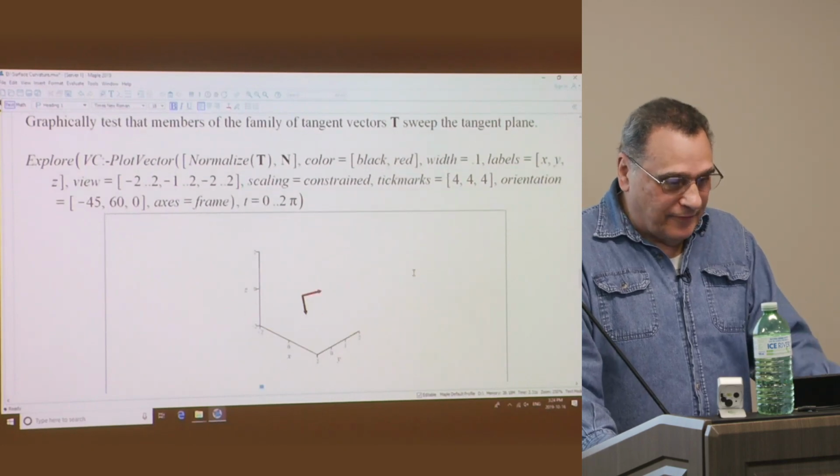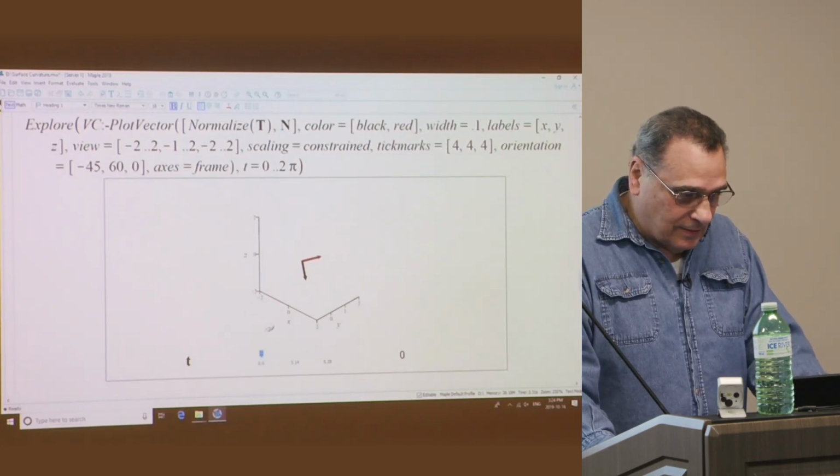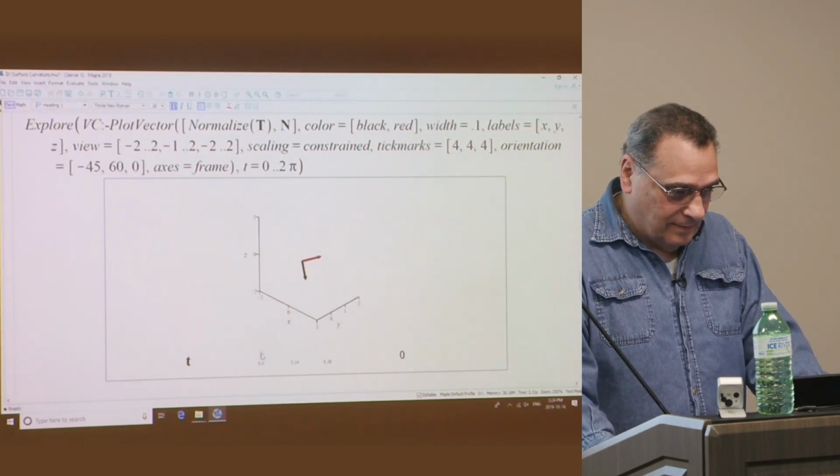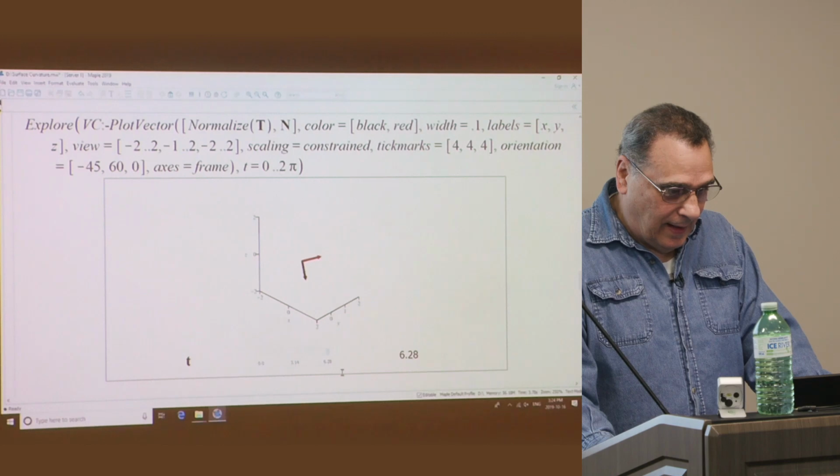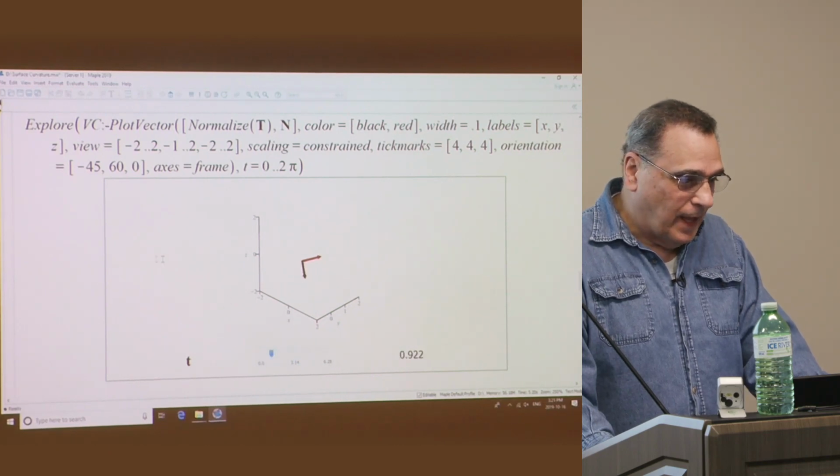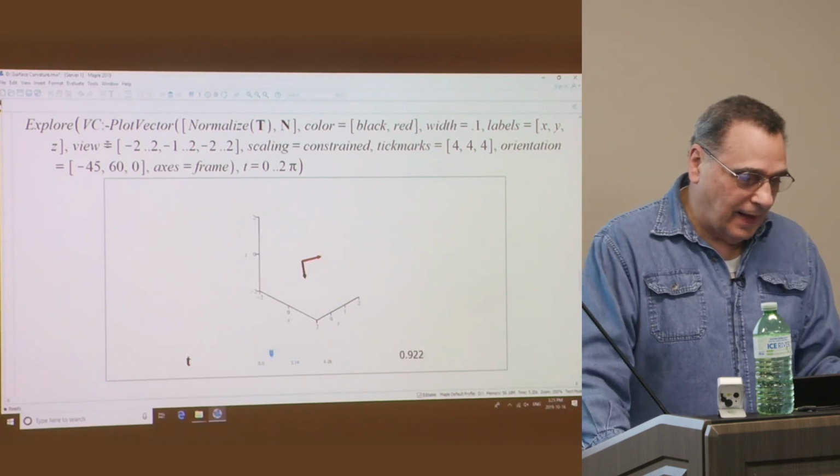Is this good enough? So I made it visual. The red vector is the normal, and the black vectors are my tangent vectors. And they appear to be sweeping out the tangent plane. So I said, okay. And you'll notice how I did it.